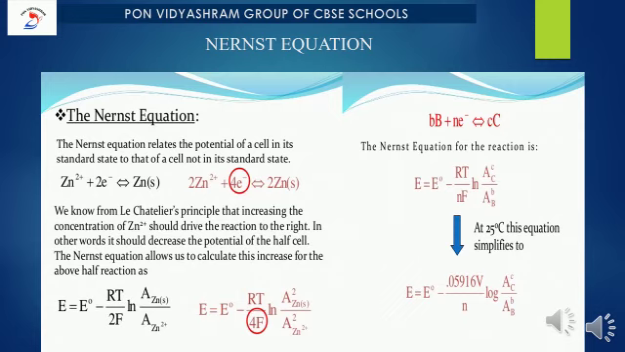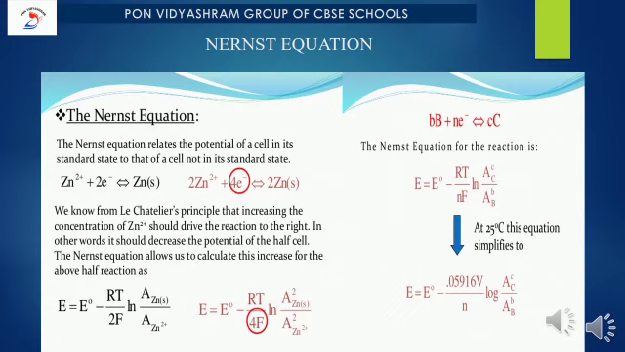Now we know from Le Chatelier's principle that increasing the concentration of Zn2+ in an electrolytic solution should drive the reaction to the right hand side. When you talk about the right hand side, we are mentioning the product. In other words, it should decrease the potential of the half cell. Now, what will happen? For this condition, the NERNST equation allows us to calculate this increase for the above half reaction.